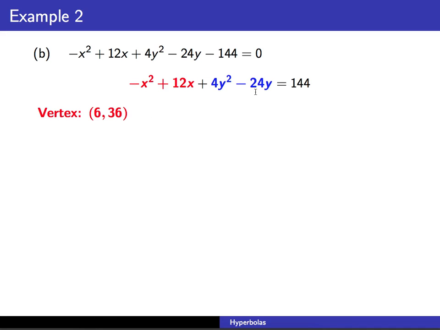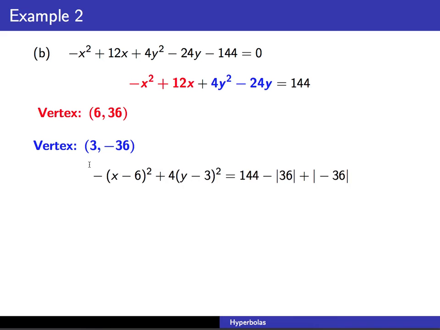And for 4y squared minus 24y, again, graphing it, that vertex is at 3, negative 36. So we have (x minus 6) squared and (y minus 3) squared. So again, here's our (x minus 6) squared. Here's our (y minus 3) squared. And now we'll copy down the coefficients for our squared terms. So for the x, we have a negative 1, so we'll copy that negative in front.